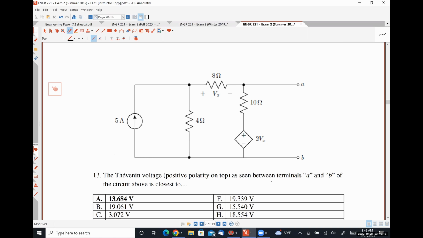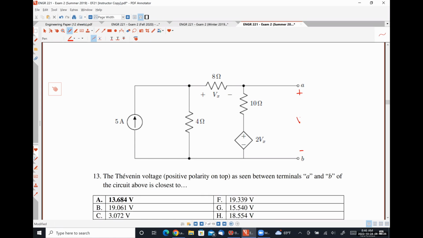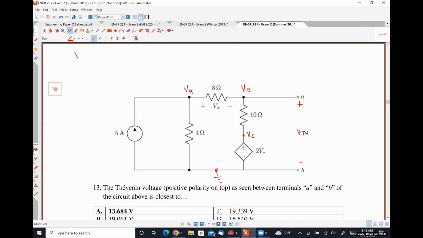All right, Thevenin voltage. So let's see what we get here. So I'm going to do nodal analysis. I'm choosing this node as my ground. VA, VB, VC. Vx is VA minus VB. VC is 2Vx.